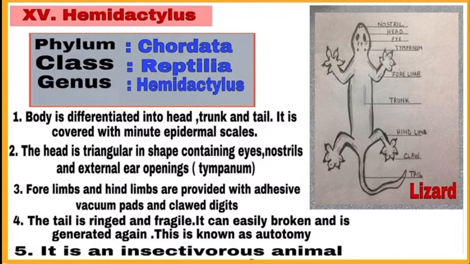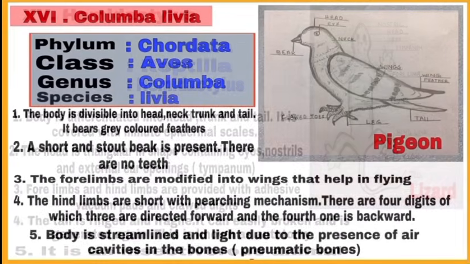The head is triangular in shape, containing eyes, nostrils and external ear openings called tympanum. Forelimbs and hind limbs are provided with adhesive pads and clawed digits. The tail is ringed and fragile. It can easily be broken and is regenerated again. This is known as autotomy, and it is an insectivorous animal.